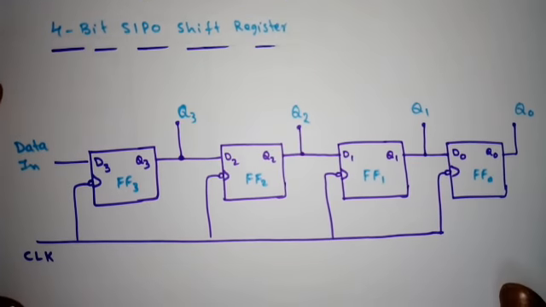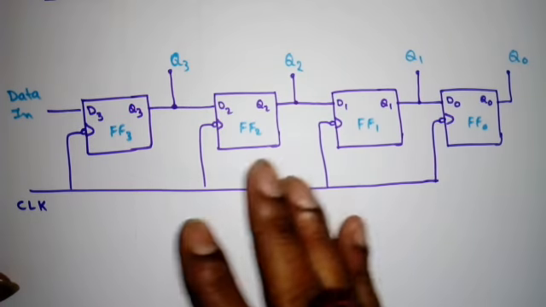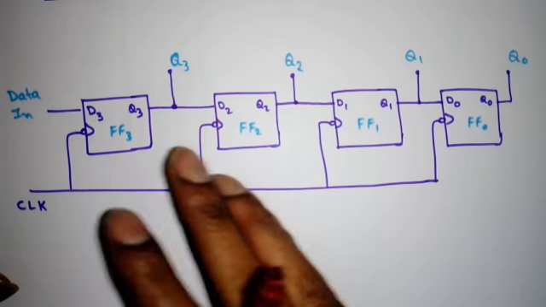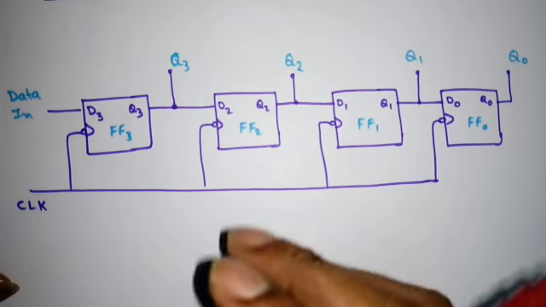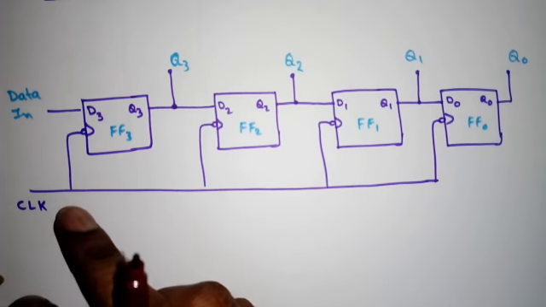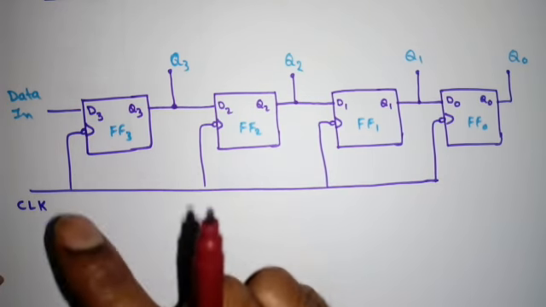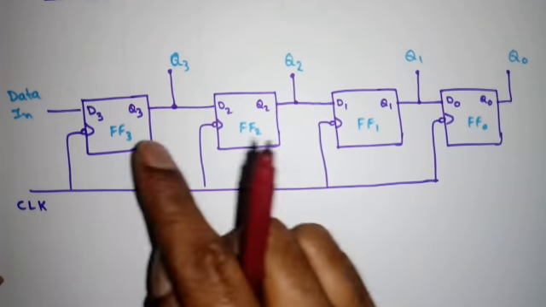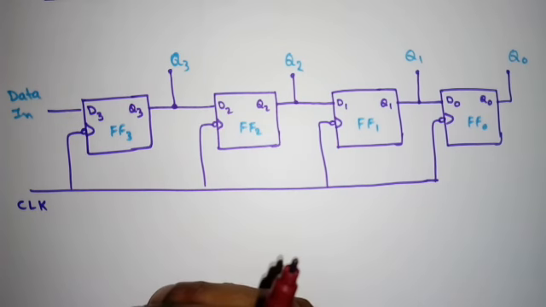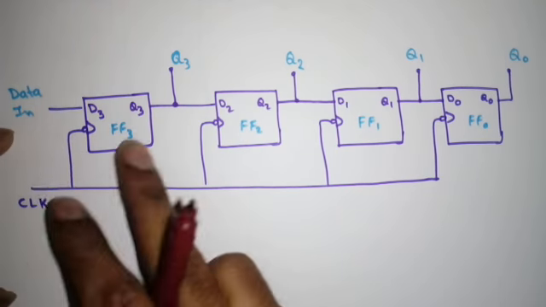So this is the logic diagram of a 4-bit serial in, parallel out shift register. The moment we say 4-bit, we have to use 4 flip-flops, and here I am using D flip-flops. We can use JK flip-flop or SR flip-flop also. And here the clock is applied simultaneously to all the flip-flops, and this clock is a negative edge trigger clock because there is a bubble. We can use a positive edge trigger clock also. And I am applying the input at the first flip-flop.